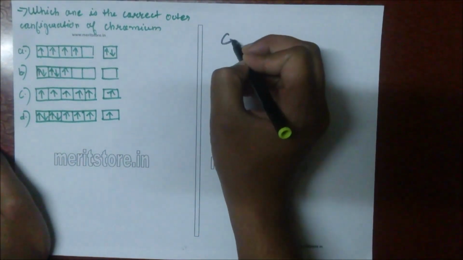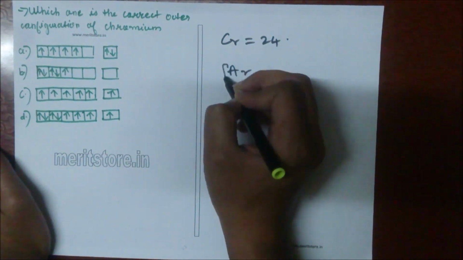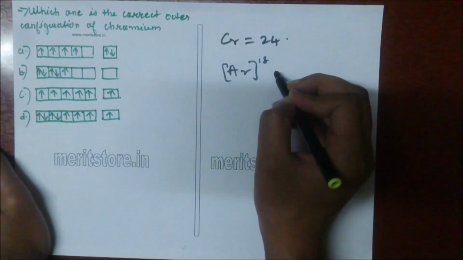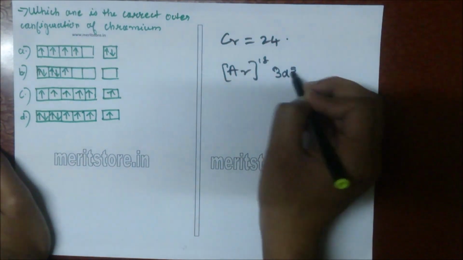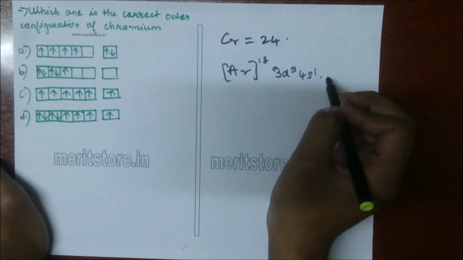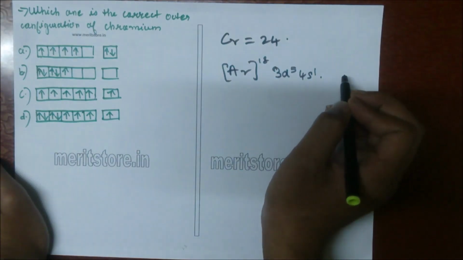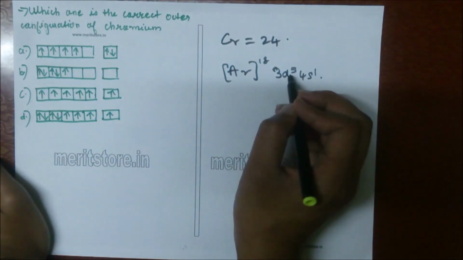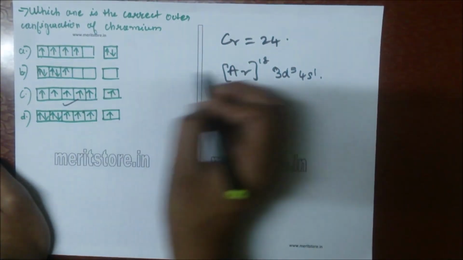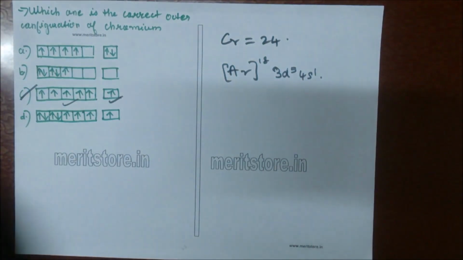Which one is the correct configuration of chromium? We know that chromium has atomic number 24, so the configuration will be argon having 18 electrons, then 3d5 and 4s1. Because half-filled orbitals are more stable than full-filled or paired orbitals, so we can write this as 3d with half-filled 5 electrons and 4s as 1 electron. Option C is the correct answer.